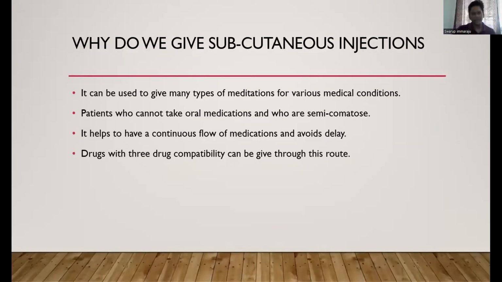Okay, so why are we choosing subcutaneous injections? Because it can be used to give many types of medications for various medical conditions, like morphine, very safe, very comfortable, and easily administered, we'll talk about that. Various medical conditions like pain, breathlessness, nausea, vomiting, when the patient is having intractable vomiting and you couldn't get any kind of IV access at all, you have to choose to administer medications through the subcutaneous route. Why are we preferring that? Many drugs which are used in palliative care can be given through that route, and it is more safe.